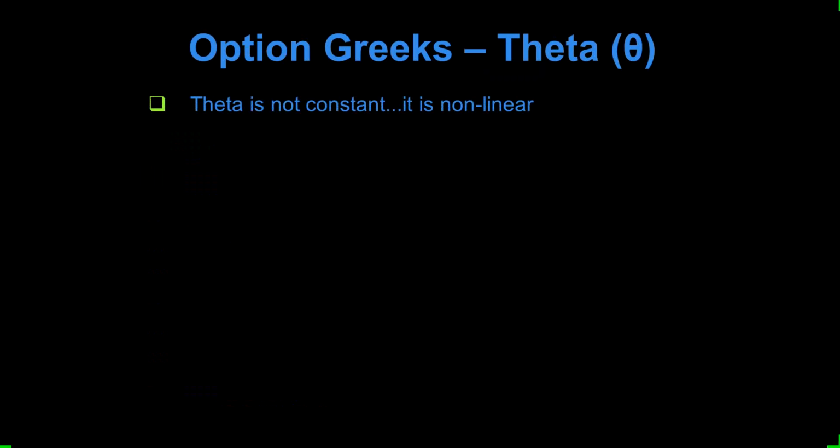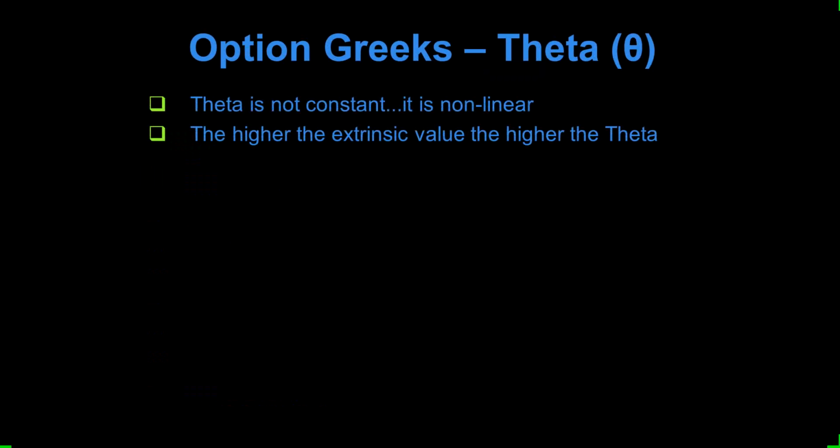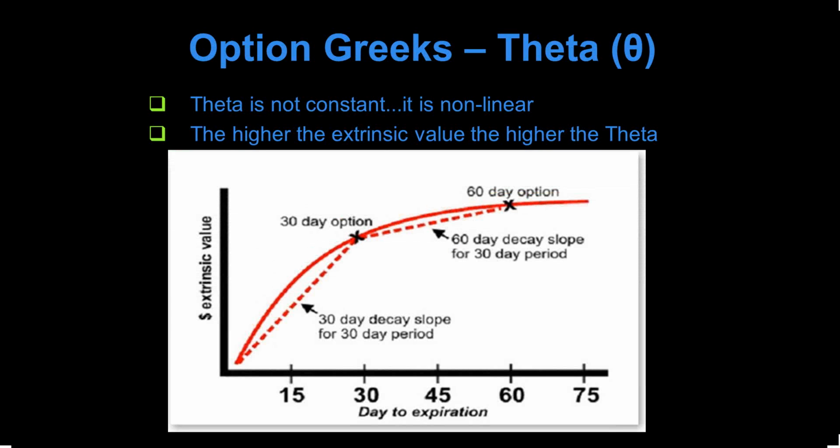Now, theta, it's not constant, it's non-linear. What do I mean by that? Well, the higher the extrinsic value, the higher the theta. Remember, theta is not applied to intrinsic value. It's extrinsic value only. And there is a time component to theta.